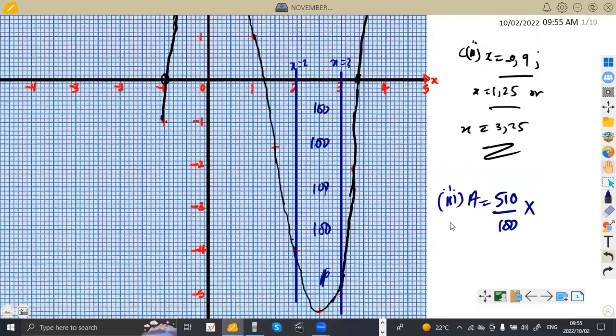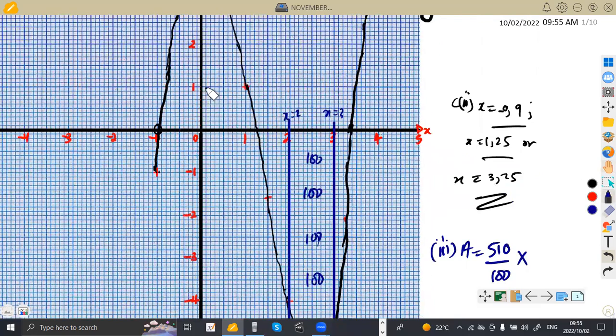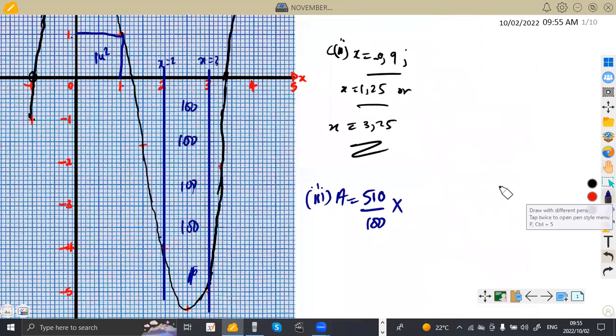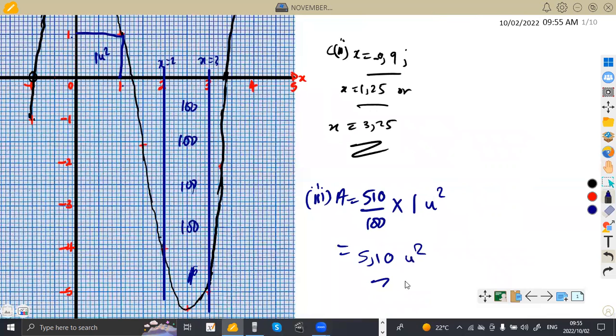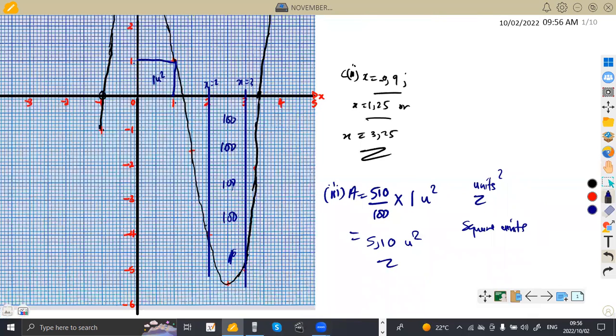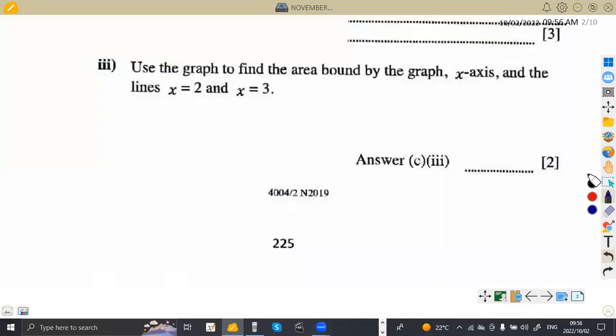Guys, I told you the unity square is the first box, this one that you have. What is the area of that box? It's 1 times 1, which is 1 square unit. So that is the one that you multiply with. So you're going to multiply with 1 square unit. If you calculate properly, it's going to be 5.10 square units, or you can write it in words as square units, or write it like this. Whatever you're going to have, that is your area. All right, let's see the other part of the question.